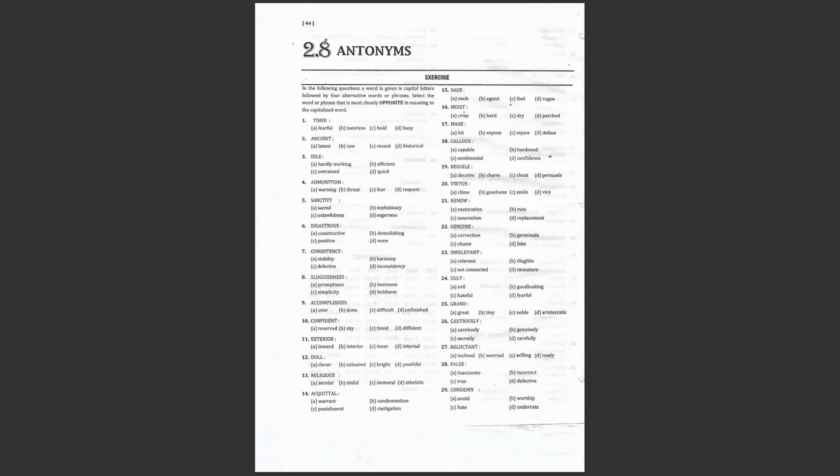Next word for the day is 24, ugly. Ugly means someone who is not very pleasant looking, something which is not pleasant to look at. So the correct antonym is good looking. Someone who is very pleasant looking, very handsome, very beautiful is a good looking person. Option B, good looking. Next word is grand.